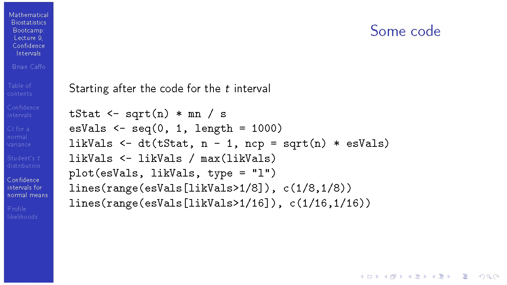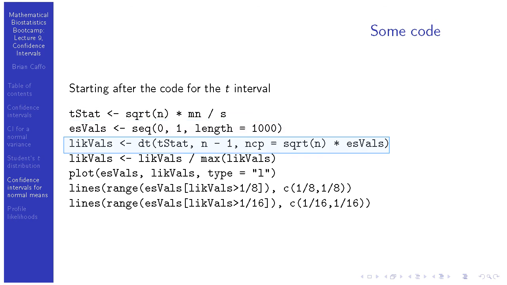So anyway, here's how you would create the interval. Here our t statistic is square root n times the mean divided by s, just using the code from the sleep data. The effect size values that we want to plot, let's say we go from 0 to 1 and our length is 1,000.